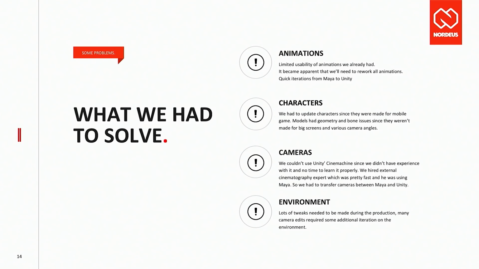So animations, we had already animated characters, but their animations weren't suitable at all for this demo, so we had to rework all of them. Characters, of course, models are optimized for mobile. We had a bunch of issues with their animations, bone counts, and of course, missing a bunch of polygons on the back sides. So the meshes weren't correct as well.